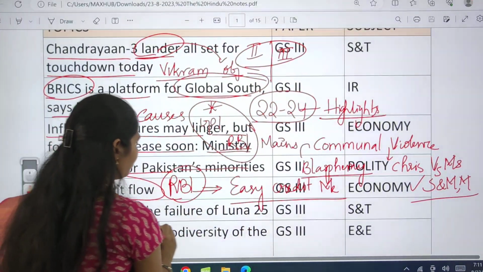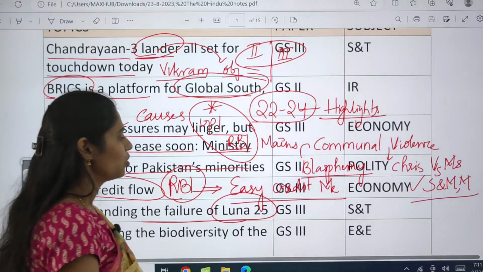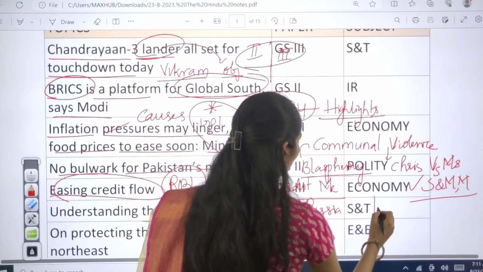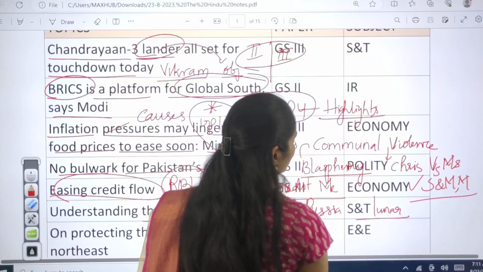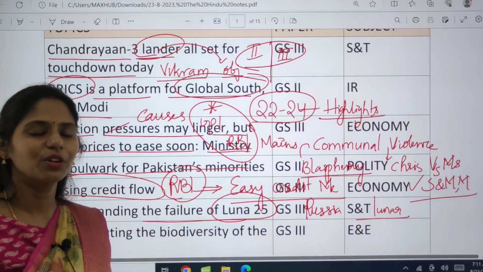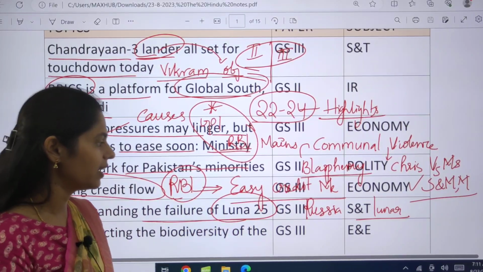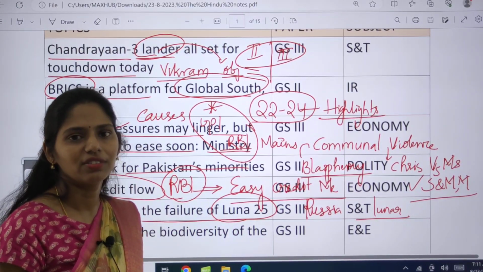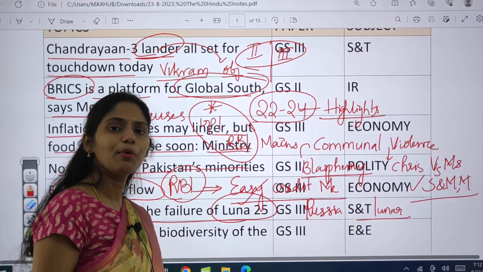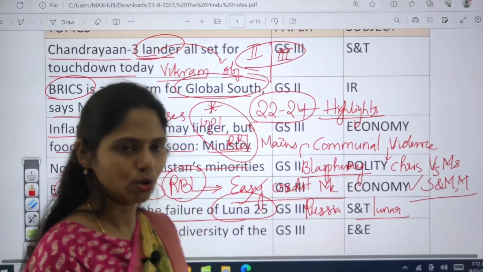And this one is about the failure of Luna 25. So what is this Luna 25? Luna 25 is Russia's lunar mission. Actually, there was one thought that Chandrayaan 3 and Luna 25 were going to land on the South Pole on the same day. But finally, before landing, the crash of Luna 25 happened. So here you have to see Luna 25, and there is a high possibility of getting a question regarding Luna 25 in your state service examinations also.